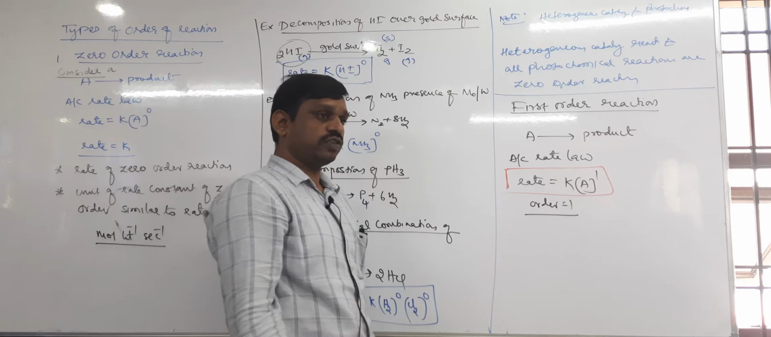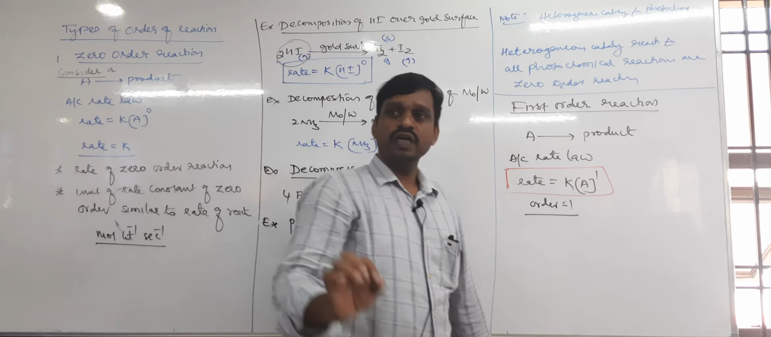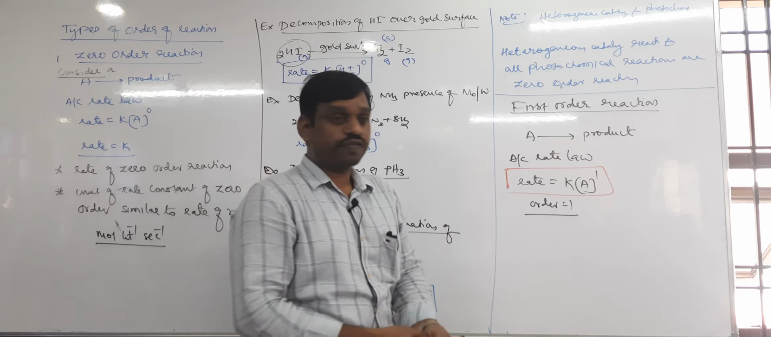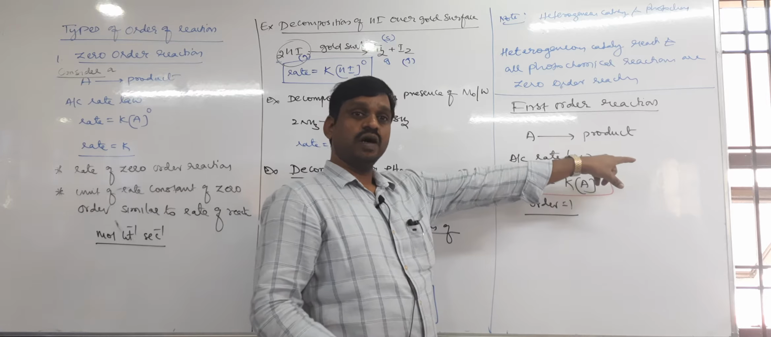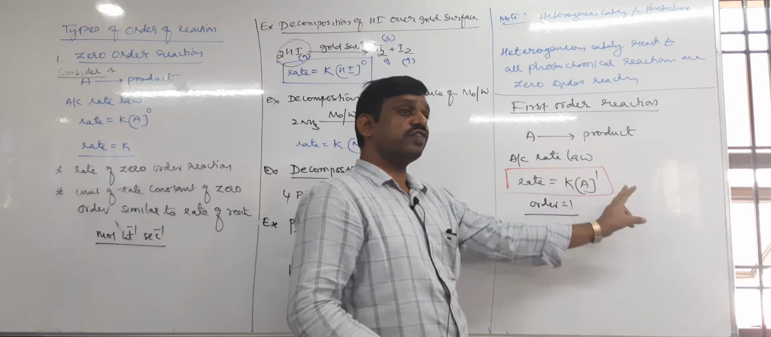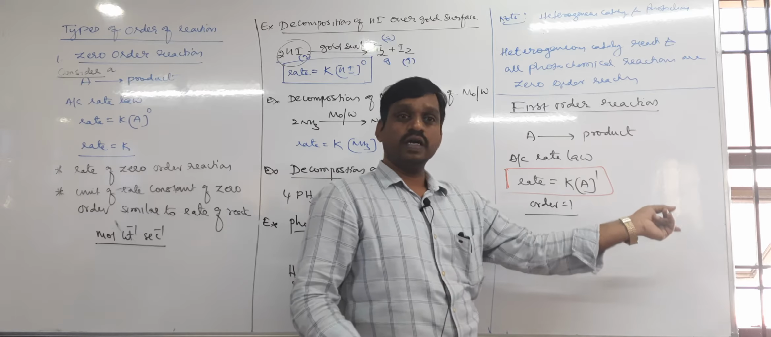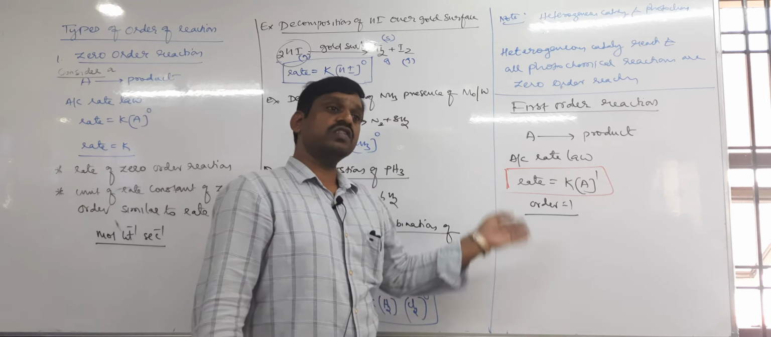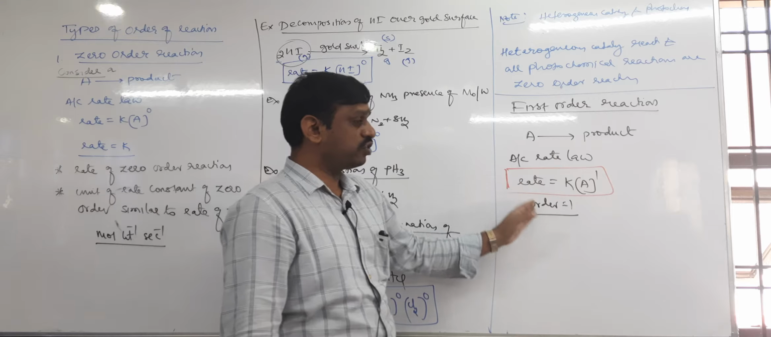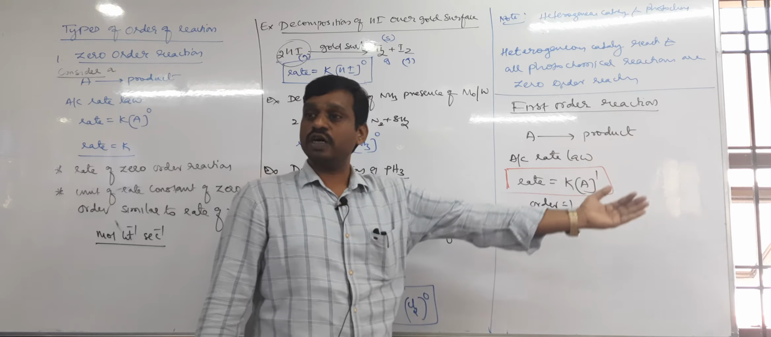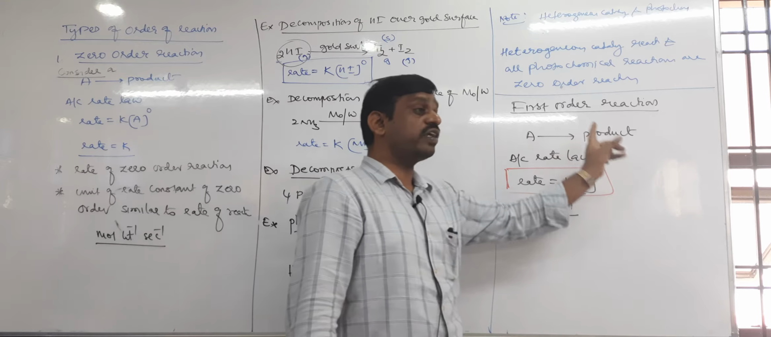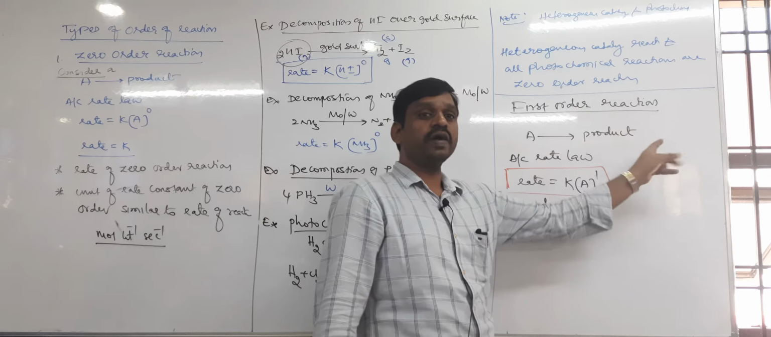Then what is second order reaction? Definition same. The reaction in which the rate of chemical reaction is directly proportional to the second power of the molar concentrations of the reactant in the experimentally determined rate equation. What is the third order reaction? The reaction in which the rate of chemical reaction is directly proportional to the third power of the molar concentrations of the reactant in the experimentally determined rate equation.